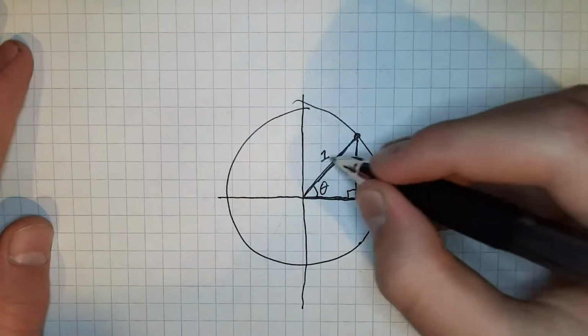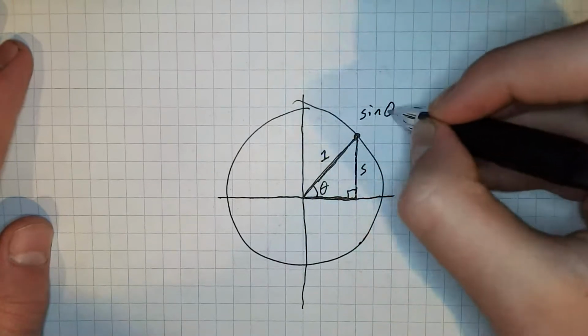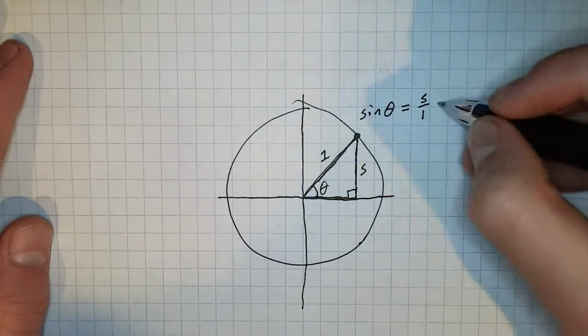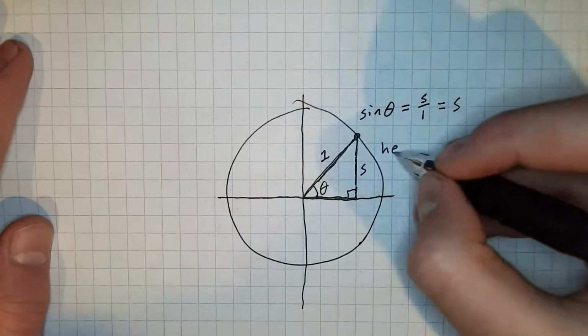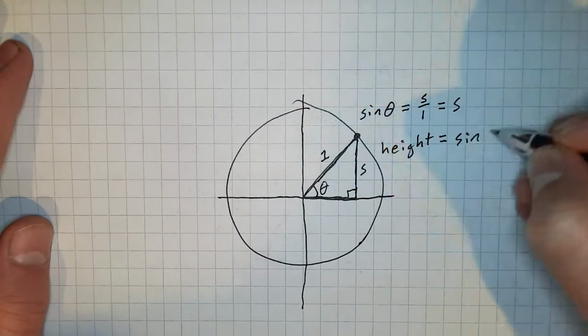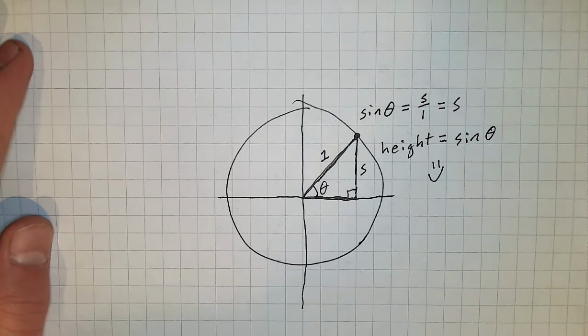Now let's try and figure out sine of that. We know the hypotenuse is 1, and that opposite side, let's call it s, is the height of our point. So sine of theta is s over 1, or just s. What that means is that the height of our point, or s, is equal to sine of theta, which unifies height on the circle with our point rotating and the sine function.